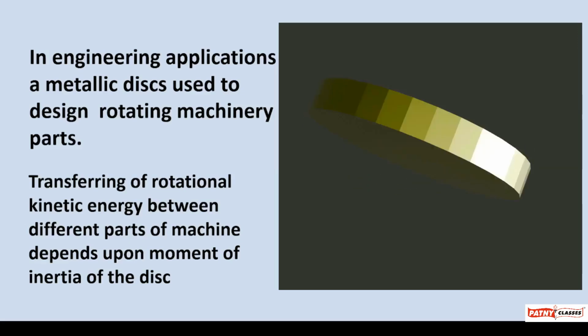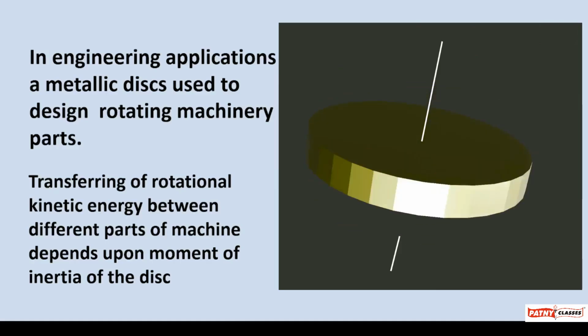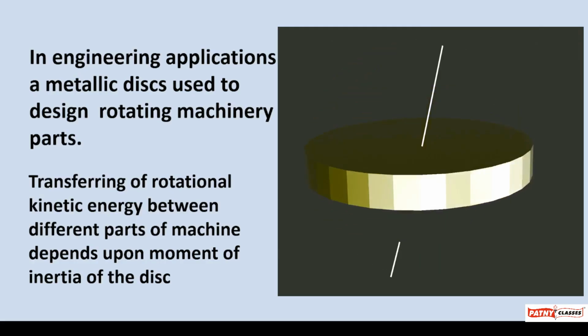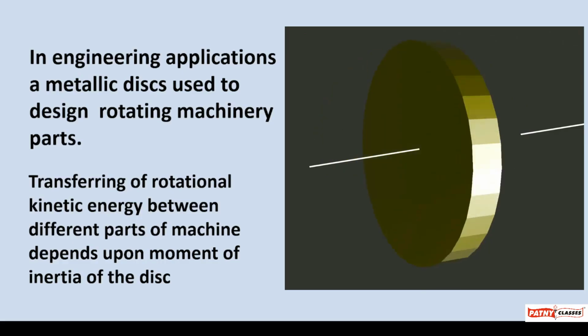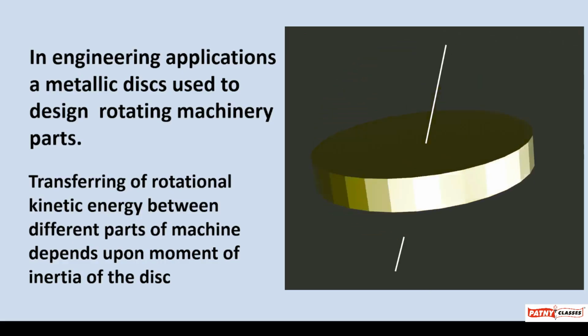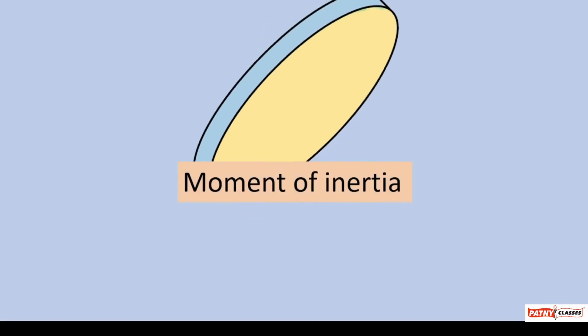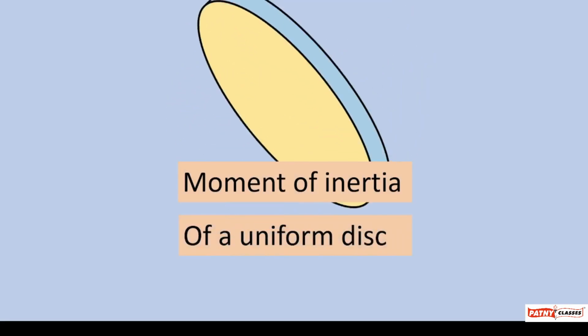In engineering applications, a metallic disc is used to design rotating machinery parts. Transferring of rotational kinetic energy between different parts of a machine depends upon the moment of inertia of the disc. In today's video, let us obtain an expression for the moment of inertia of a uniform disc.